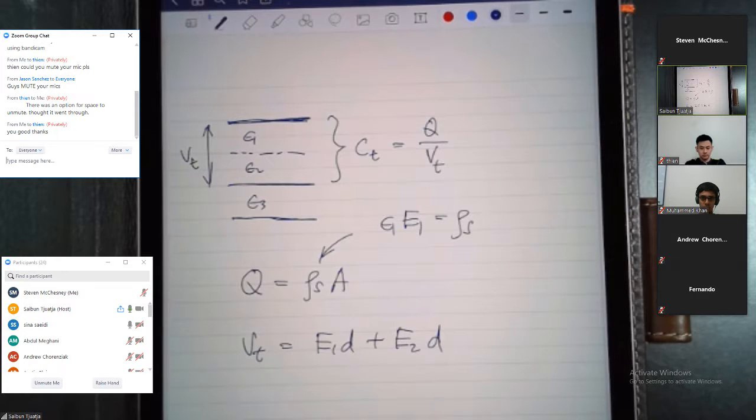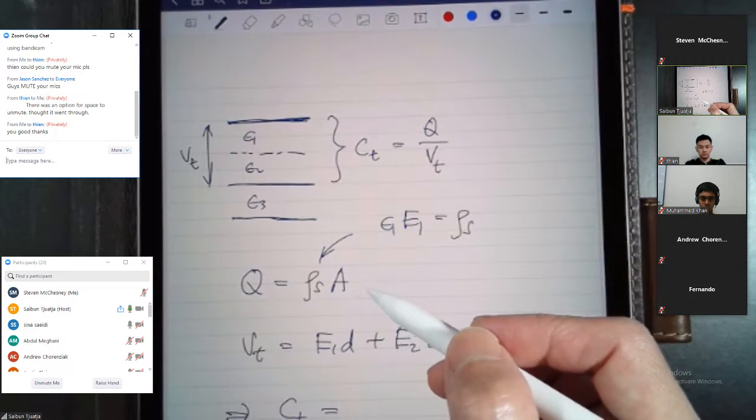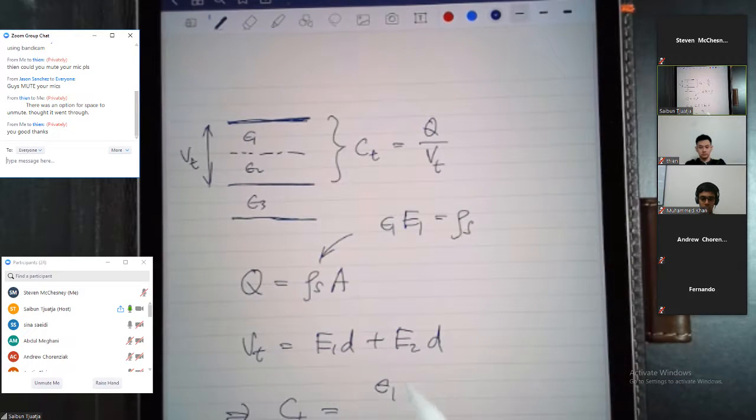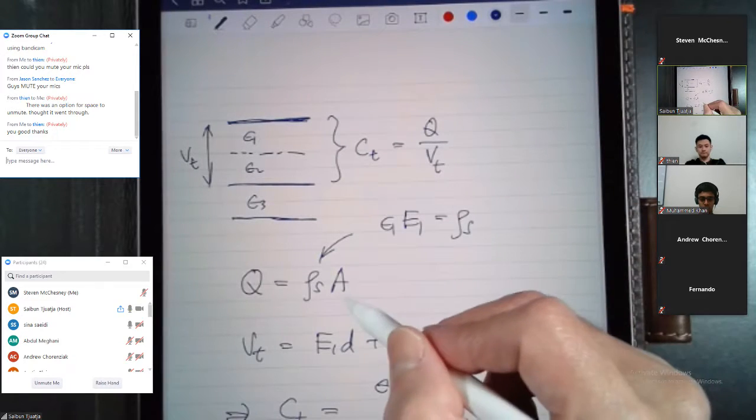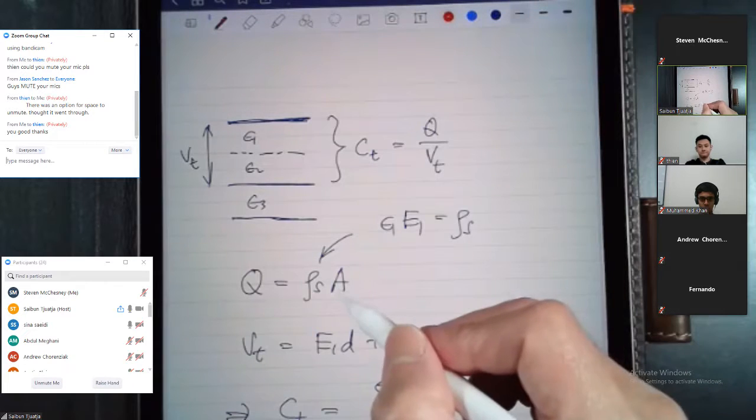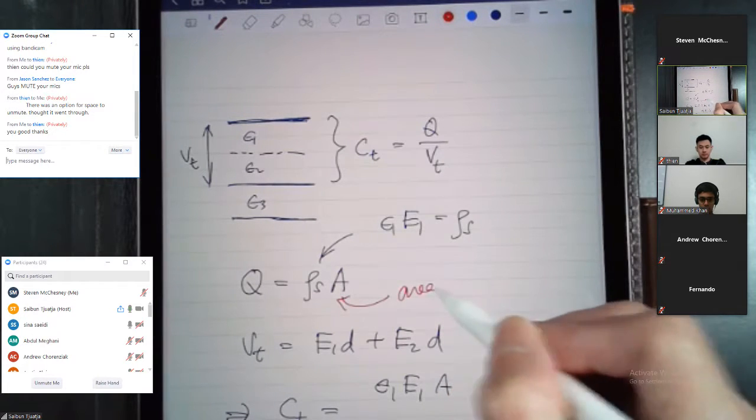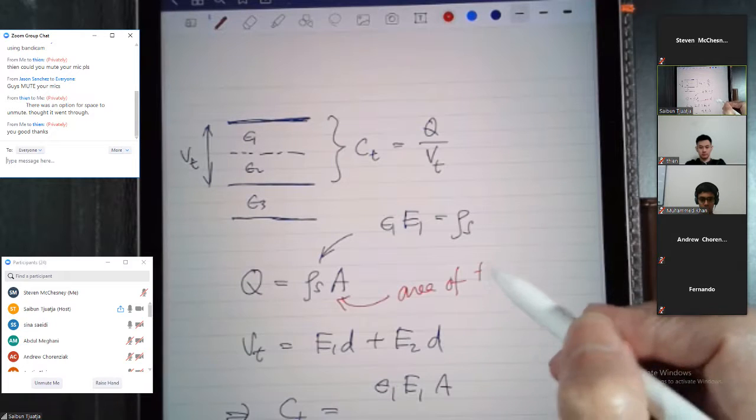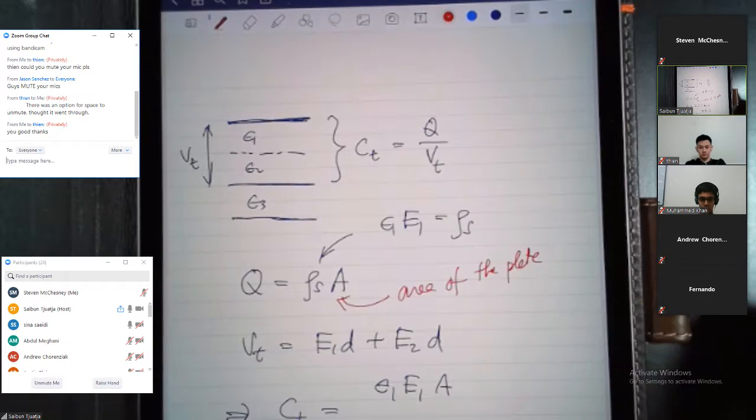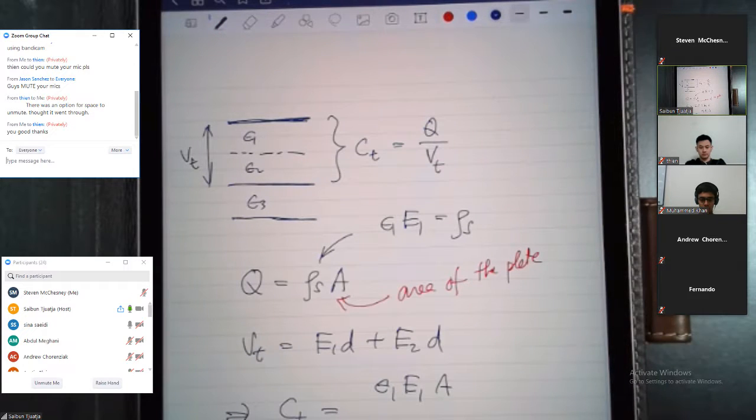So what is the capacitance then? In this case, the capacitance of the top part is simply equal to rho S times A. We know what this is, which is epsilon1 E1 times the area. Maybe let me use a different color. This A is the area of the plate. Okay, so now I'm back to here. C of T is equal to epsilon1 E1 A divided by d times (E1 plus E2). That's it. I don't have to memorize any formula.